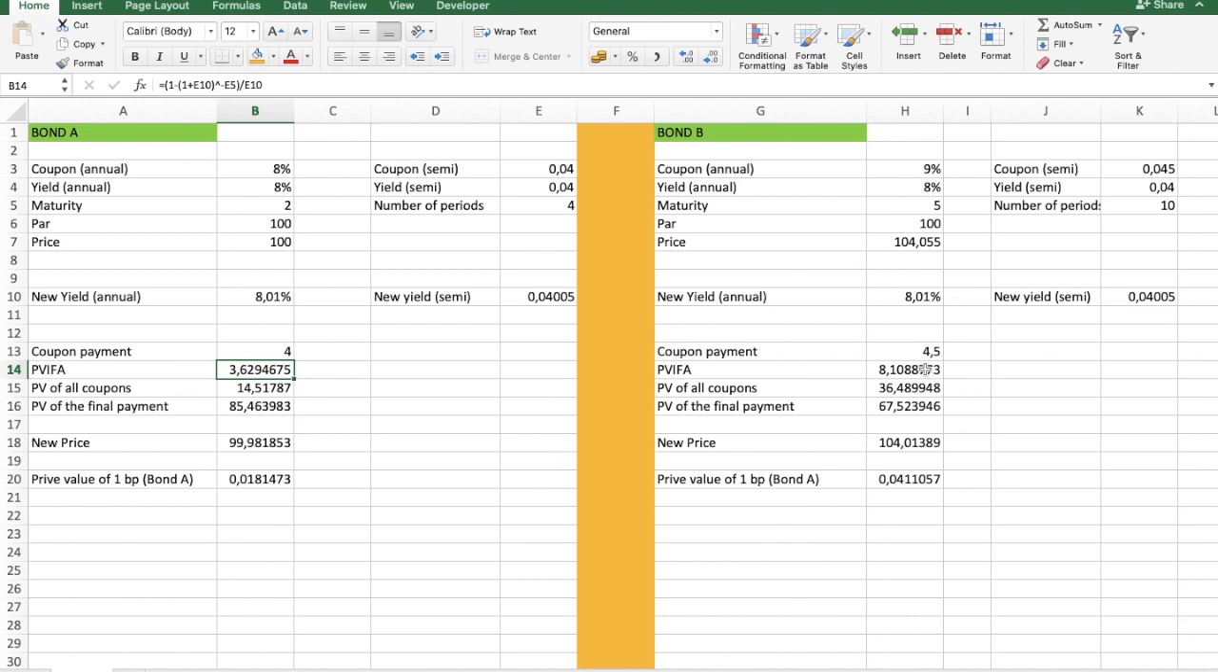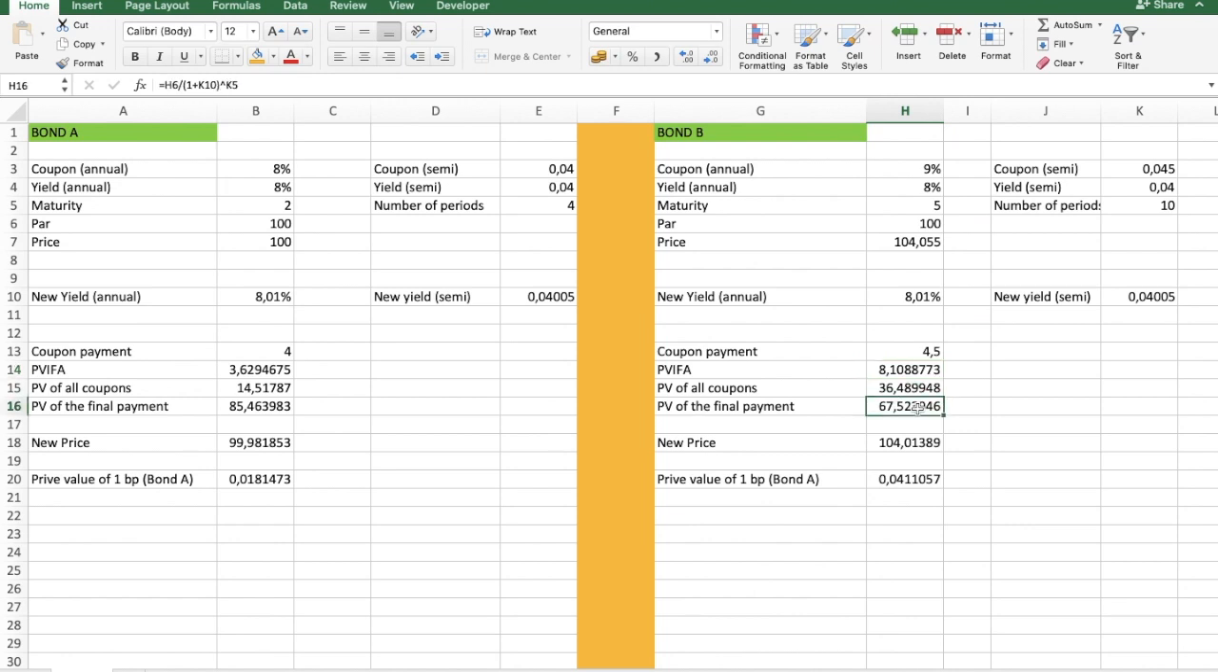Now using the bond B data, we no longer use 4 but 10. So it says K10. See? It has automatically been modified by Excel. So this is the K5 number of periods, and we have K10, which is the new yield.